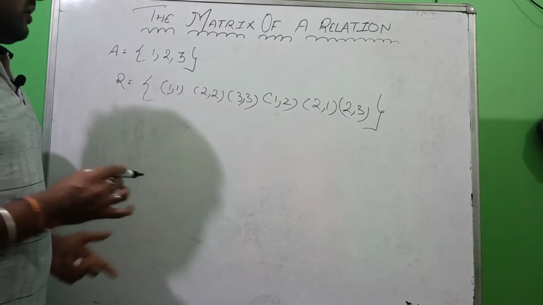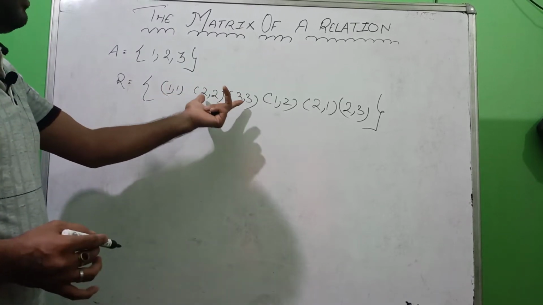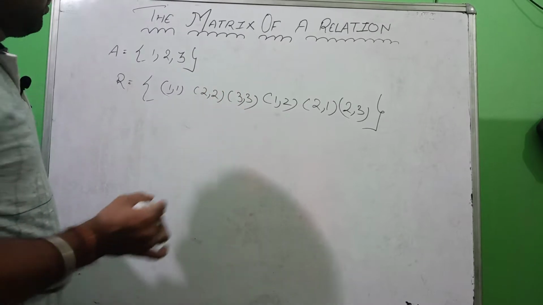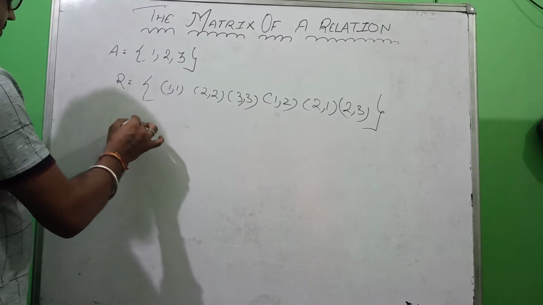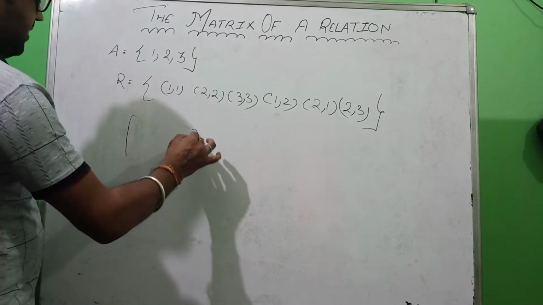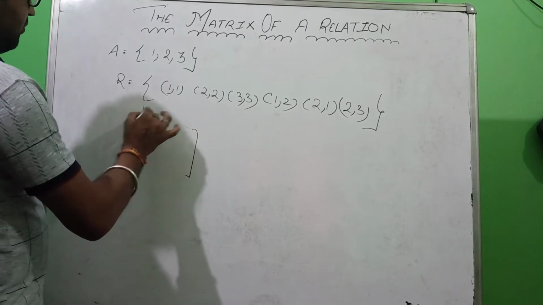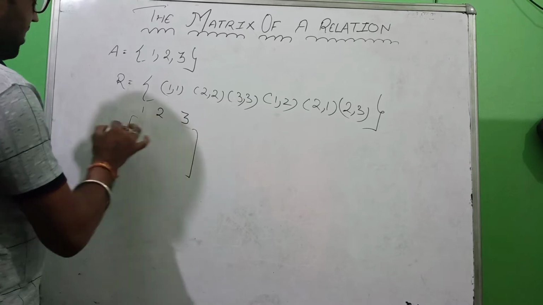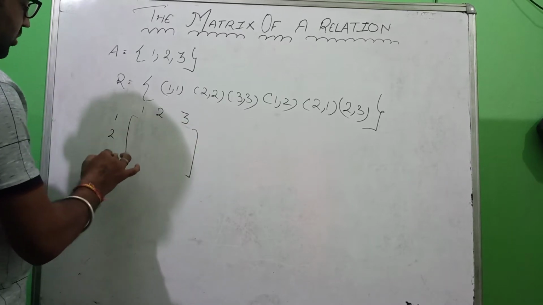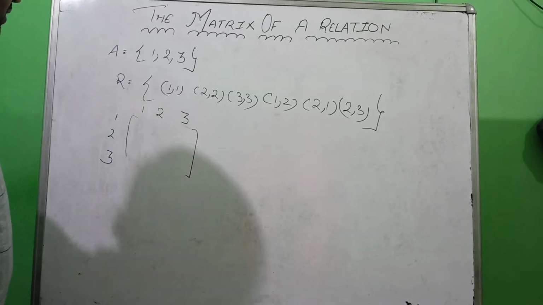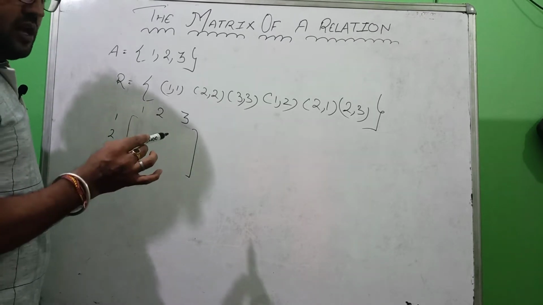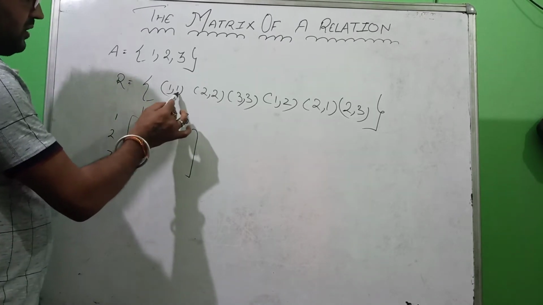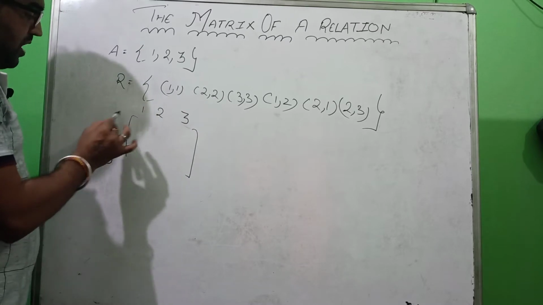So how can we represent this relation in a matrix form? So what we can do, we can write it as, ये आप बनाएंगे, this is the matrix we have, and then this is 1, 2 and 3 you have, this is 1, 2 and 3 you have. Okay guys, now what you have to do, now we are going to define that this is (1,1).